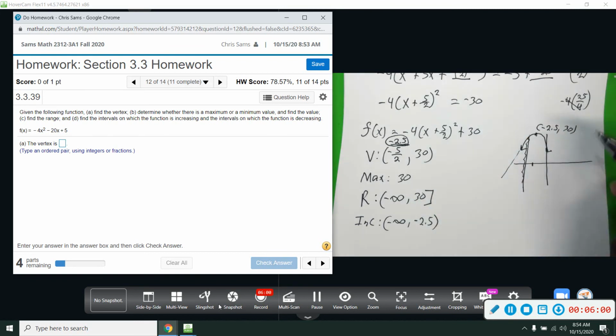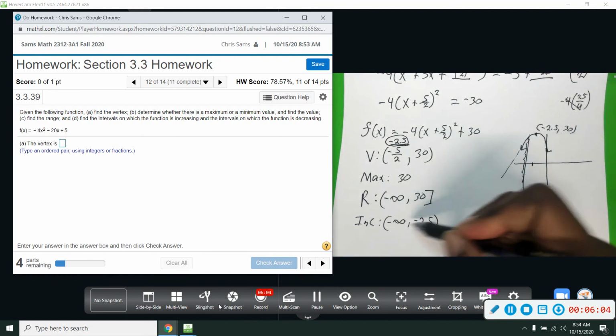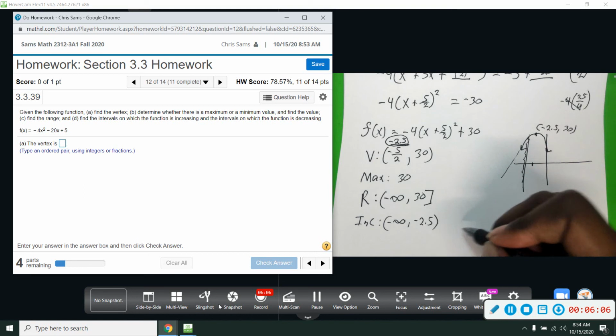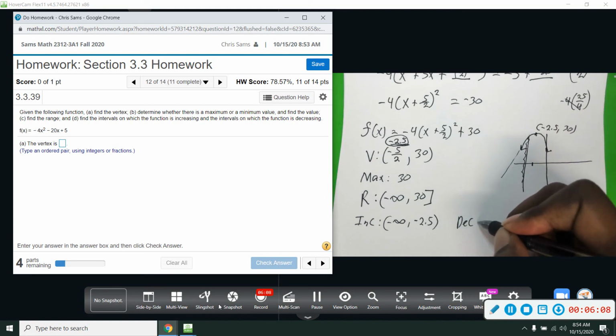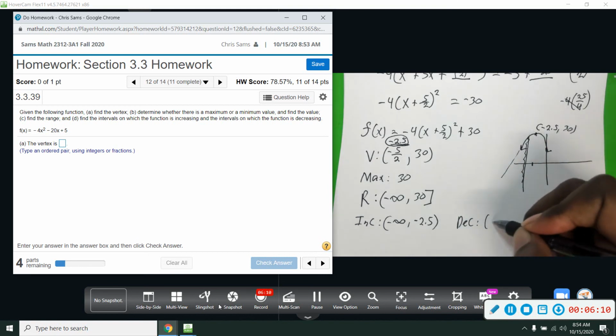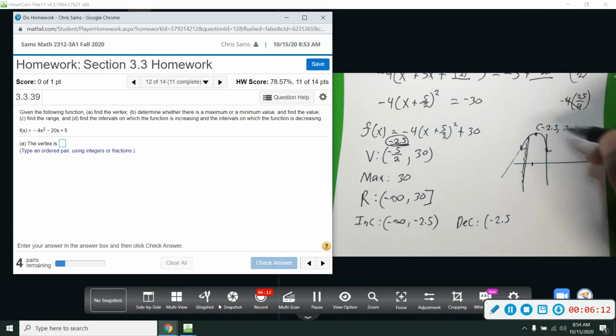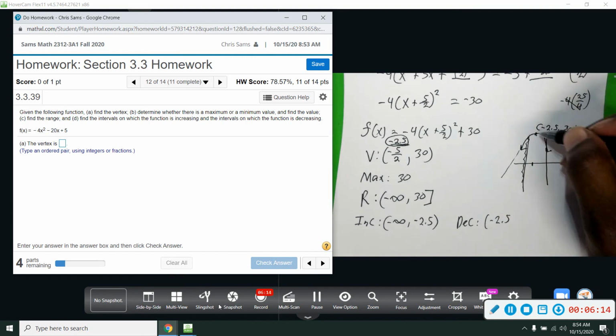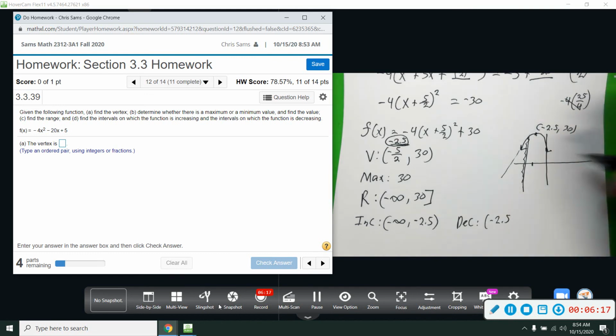With increasing and decreasing, we don't do brackets. We don't say if that point's included. We're just looking for the interval on where it's increasing and decreasing. And then decreasing from negative 2.5, it starts going down from left to right all the way to positive infinity. That's the right side. Okay, so these are our 4 answers. We're going to insert all of that here.